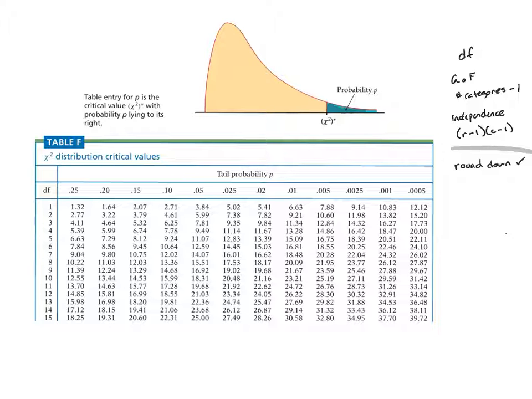The other thing I need to do is when I go to find my chi-squared value, there's a good chance it's not on the table. If it's not on the table, that is, if chi-squared itself isn't on there, then what I do is I border it in between two values.